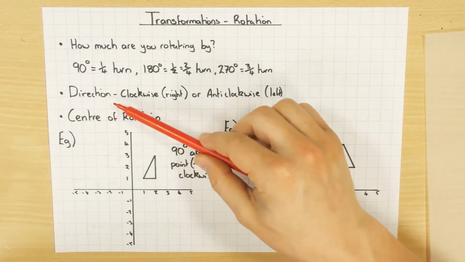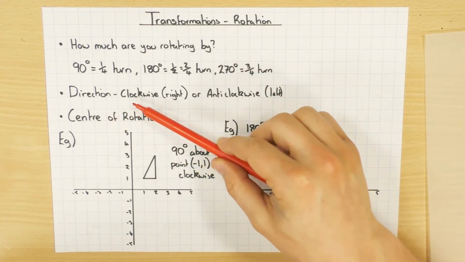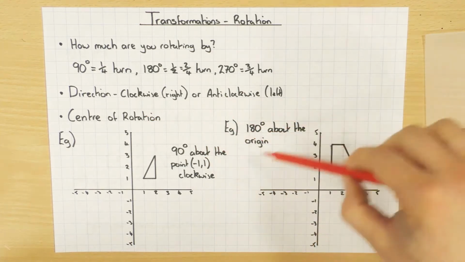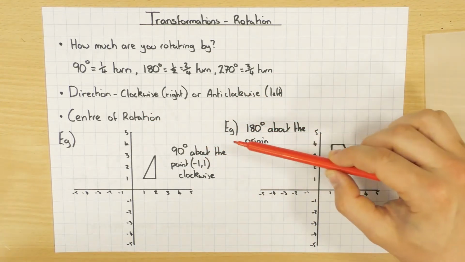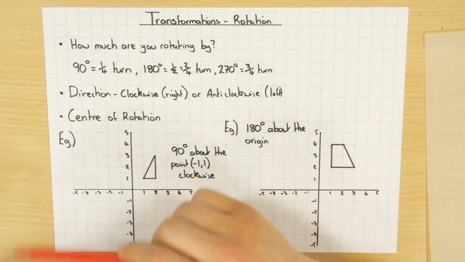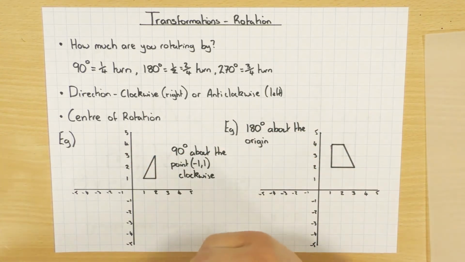The next thing is the direction. Okay, so you've got 2 choices: clockwise, which obviously means you go around to the right, or anti-clockwise, which means you're going round to the left. And the last thing you need to know is the center of rotation. That's just the point at where you're doing your rotation.